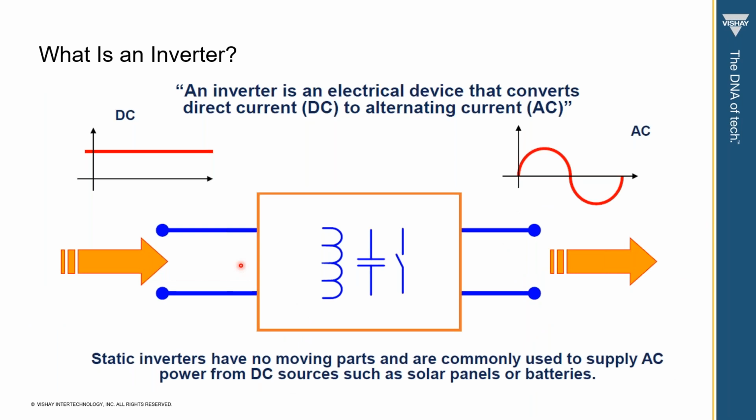What is an inverter? The inverter is an electric device that converts direct current, DC, to alternating current, AC. You can see from the diagram here that it converts the DC to the AC. The static inverter has no moving parts, and it is commonly used to supply AC power from a DC source, such as a solar panel or battery.